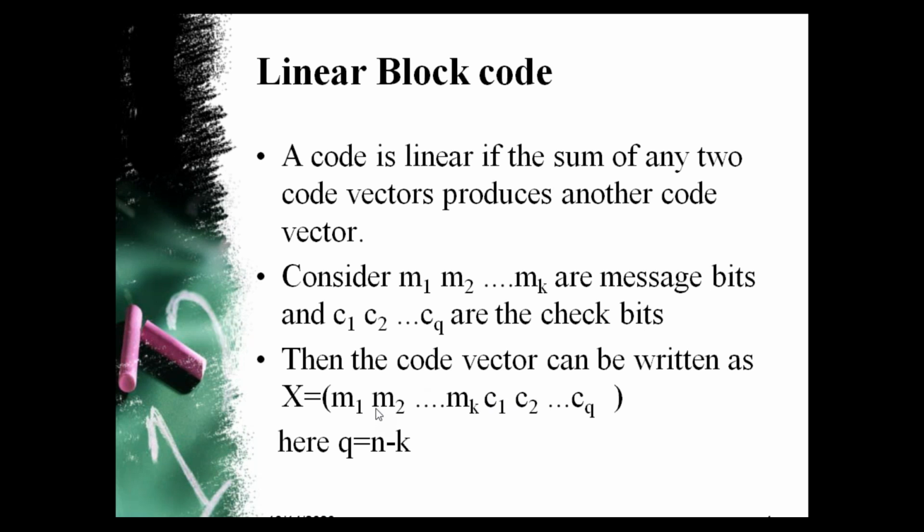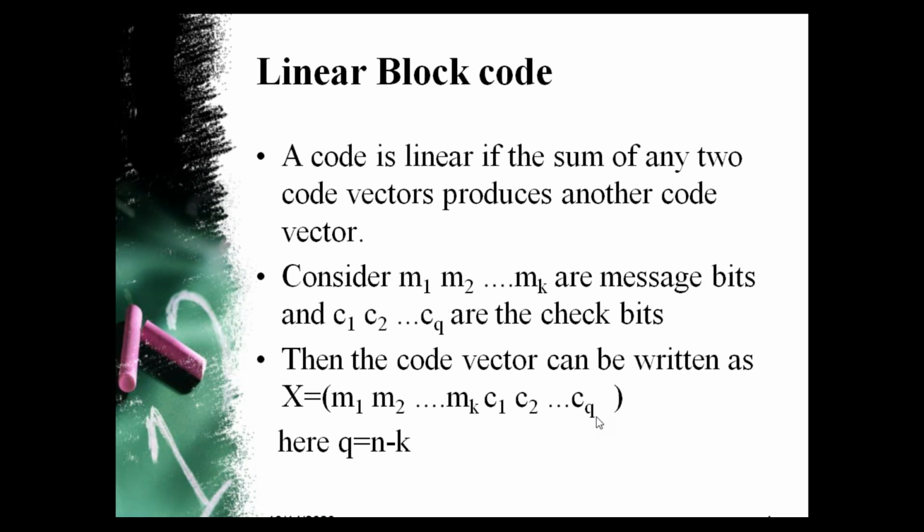cq. For example, if the message bits are 1110, then the corresponding check bits are obtained as 001, that is c1, c2, c3. Then the complete code word is the message part 1110 followed by 001. That is, corresponding to each set of k message bits.